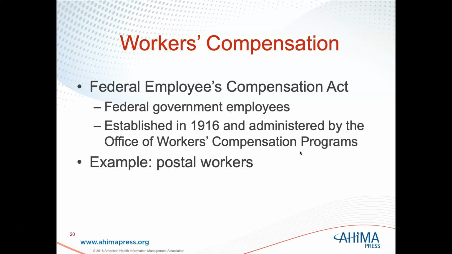The Federal Employees Compensation Act is for federal government employees, and it was established in 1916. So this covers people like postal workers. It also covers people who work in government positions that are non-military. They may work at the Pentagon, they may work at the White House, they may work other places, but they're paid, they're government employees. They may even work for the IRS, but they're non-military, and so that's where they're covered.